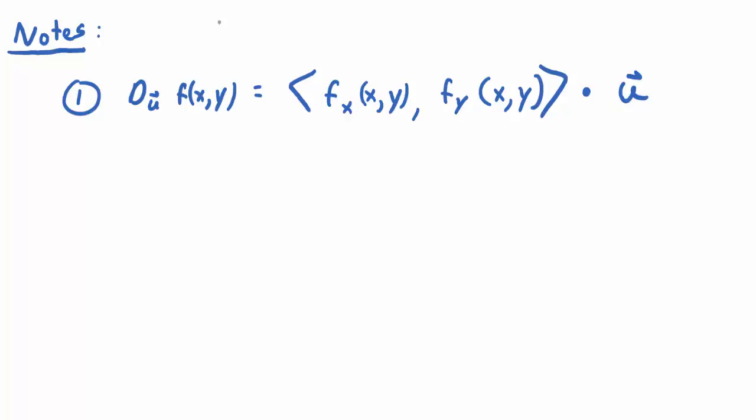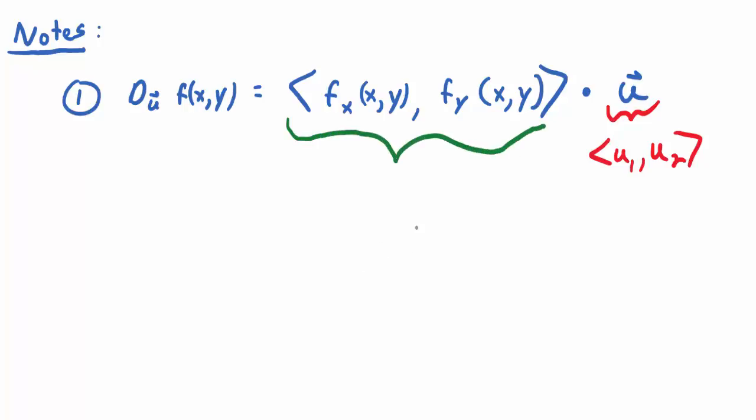So do you guys believe that, first of all? Yeah, because u has components u1, u2, and if you take this dot product, you get exactly the formula we just had for the directional derivative. Okay? Well, we have a name for this vector of partial derivatives, and we call that the gradient. So this is called the gradient of f. Notice that f graphs to be a surface in space, right? But the gradient is actually a vector in the xy plane. You can think of it that way.